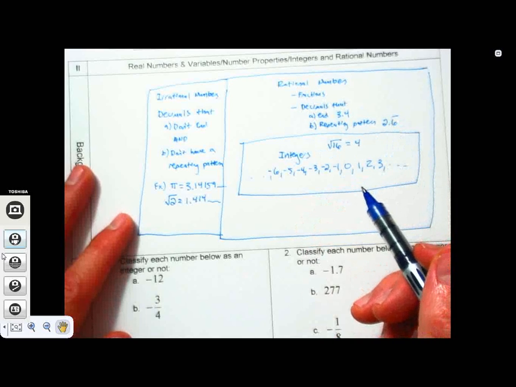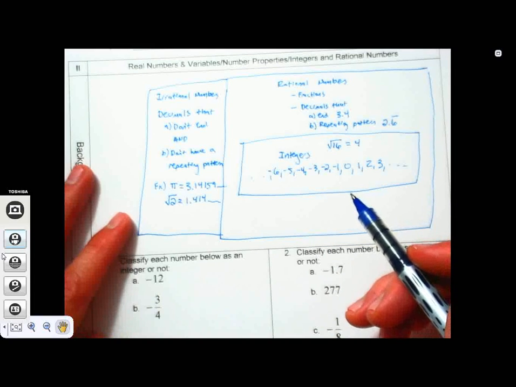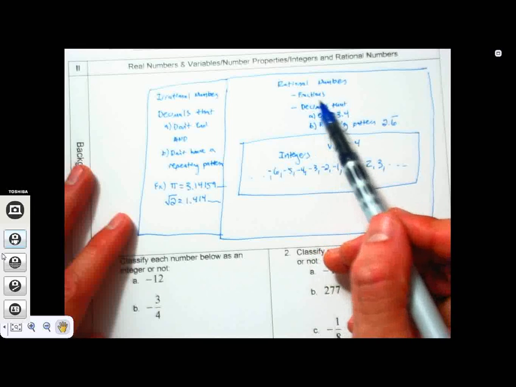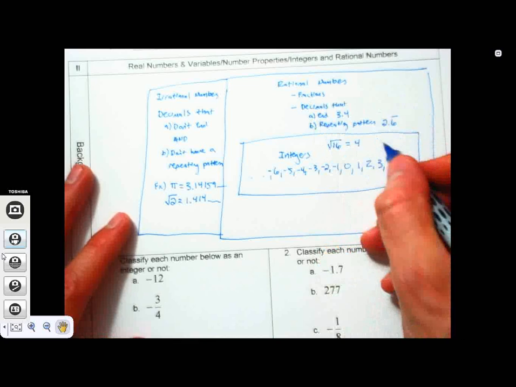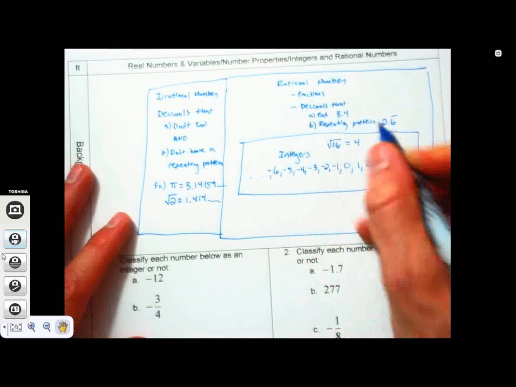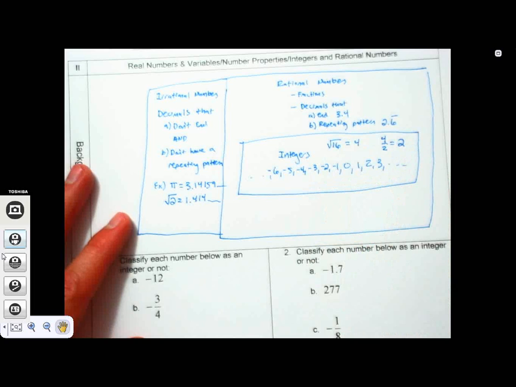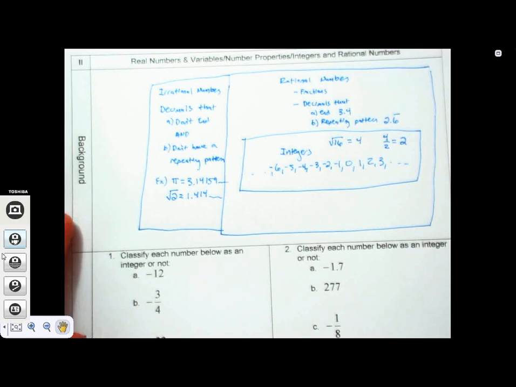Let me show you some other sneaky examples. So suppose I gave you the example of 4 over 2. Well, immediately you might think, well, it's just a rational number because it's a fraction, but 4 over 2 is really equivalent to just plain old 2. That means it's not only a rational number, it's also an integer, because it simplifies to a whole number answer. So just because something looks like a fraction, you have to be careful to simplify it as much as you can in order to classify it properly.